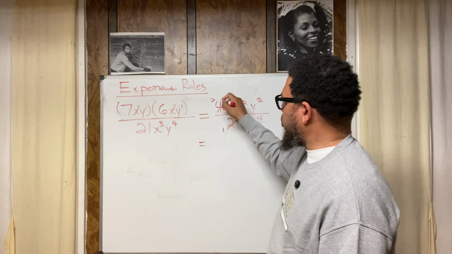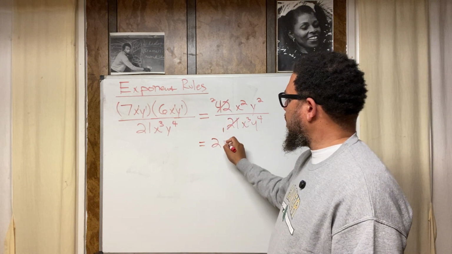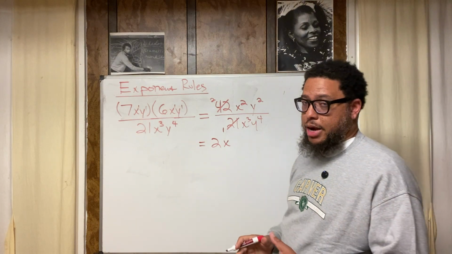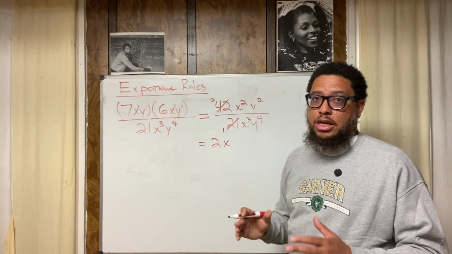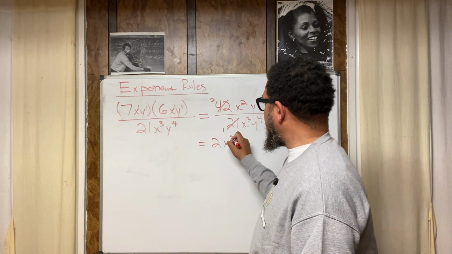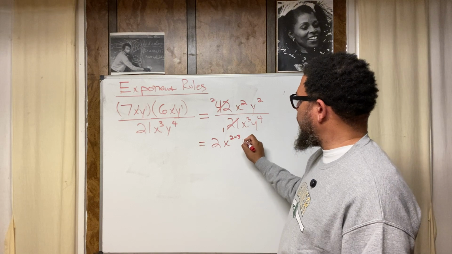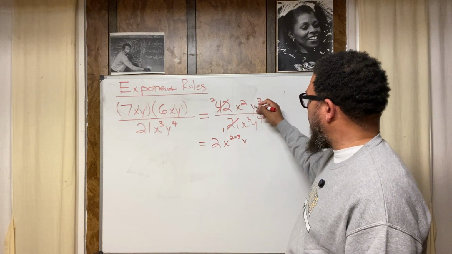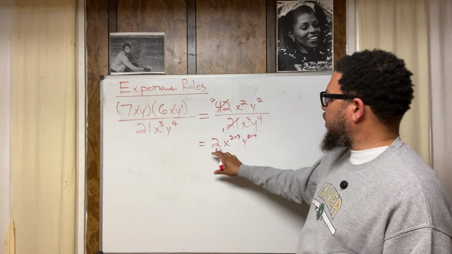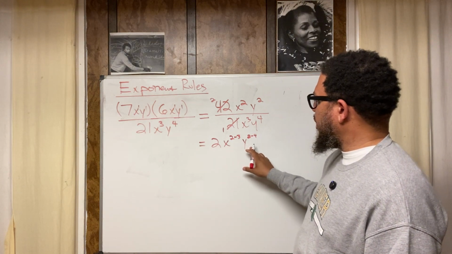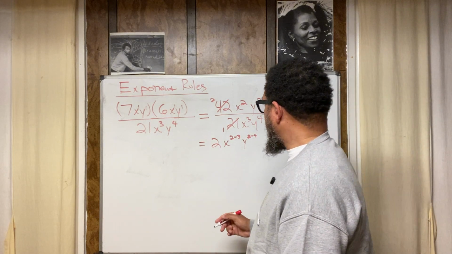So it will look like this. Let me write. The 42 already turned into a 2, and we know why that happened. And now we're going to have x. We keep the base in the numerator. So we got an x squared and an x to the third. Then we're going to have 2 minus 3, right? And then we're going to have y. So we got a y and a y. Then we're going to have 2 minus 4. So we got 2x to the 2 minus 3 times y to the 2 minus 4, right?